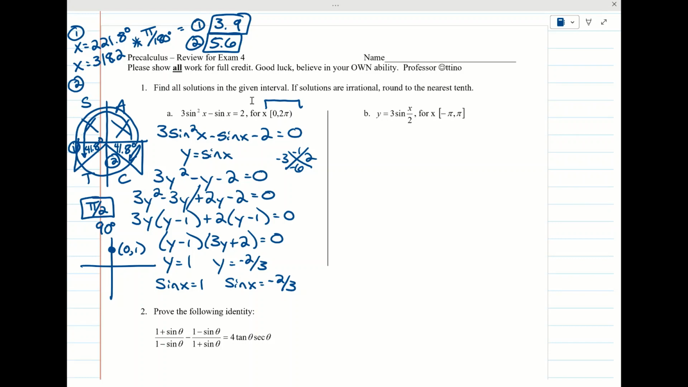All right, the second problem, we're looking to solve for x. So the way we solve for x is we get rid of, like, start from the outside and work our way in. We're going to get rid of this 3 first by dividing everything by 3. So we just get y divided by 3 is equal to sine of x divided by 2. To get rid of sine, we could take the inverse sine of both sides.